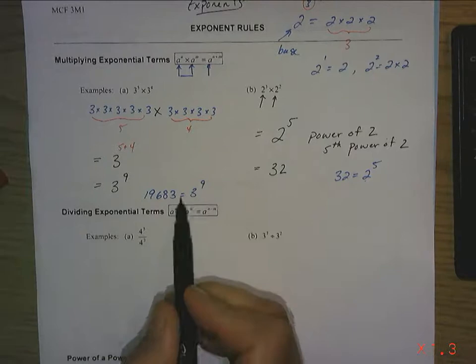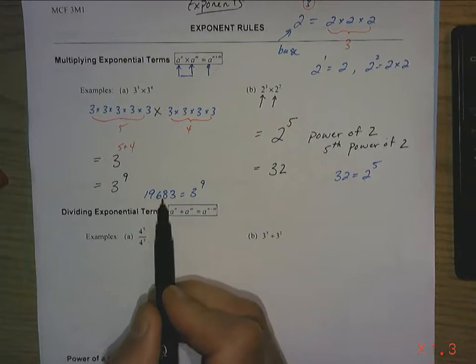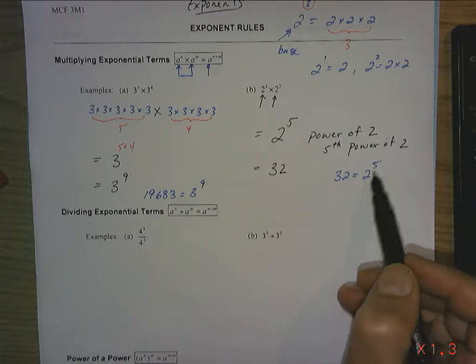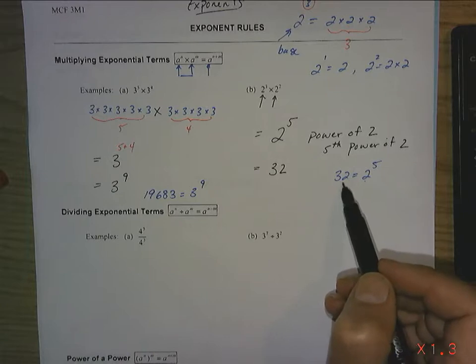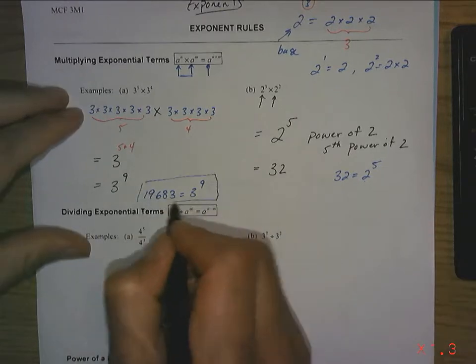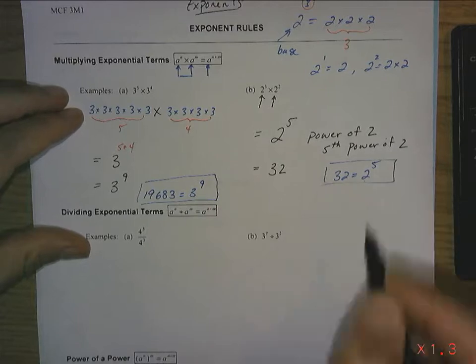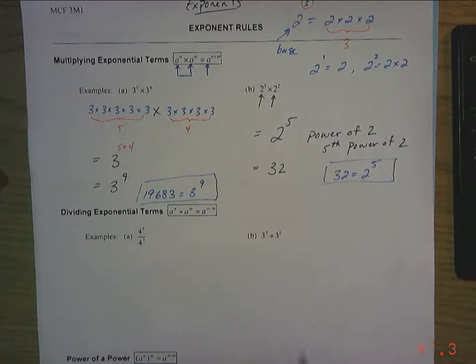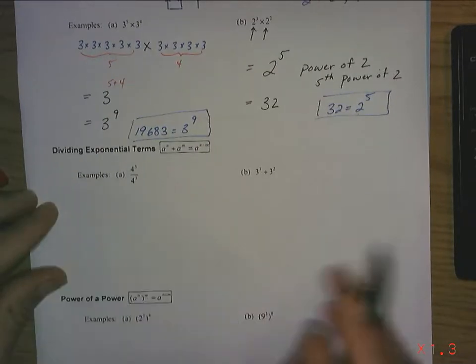Now, you're starting to see that 3 to the 9 is a much easier way to go than calling it 19,683. However, with 2 to the 5 and 32, you might think 32 is better to work with. But the equivalency is true no matter what you're talking about. They equal each other. Now, what if you divide exponential terms?